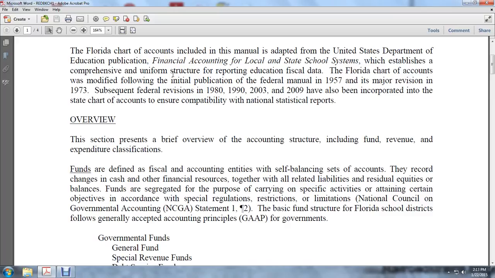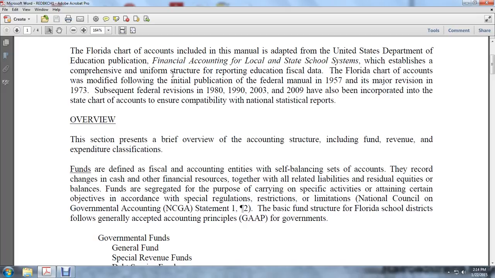Overview. This section presents a brief overview of the accounting structure, including the fund, revenue, and expenditure classifications. Funds are defined as official accounts or self-balancing sets of accounts that record cash and other financial resources, together with related liabilities, residual equities, and balances, and are segregated for the purpose of carrying on specific activities or attaining certain objectives in accordance with special regulations, restrictions, or limitations. National Council on Governmental Accounting, NCGA Statement 1, Paragraph 2.